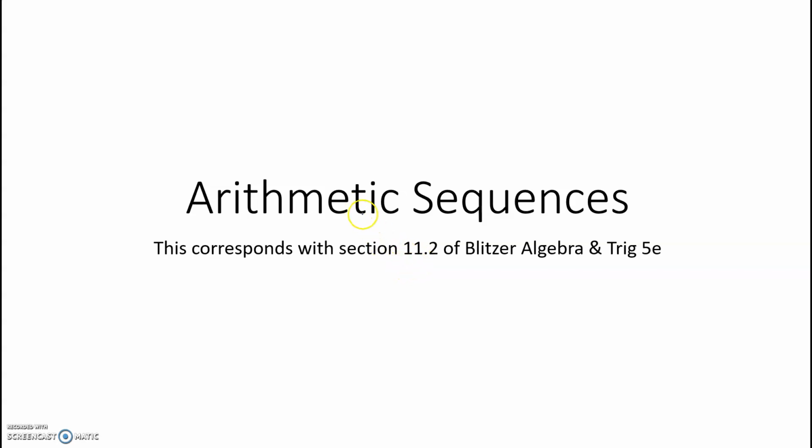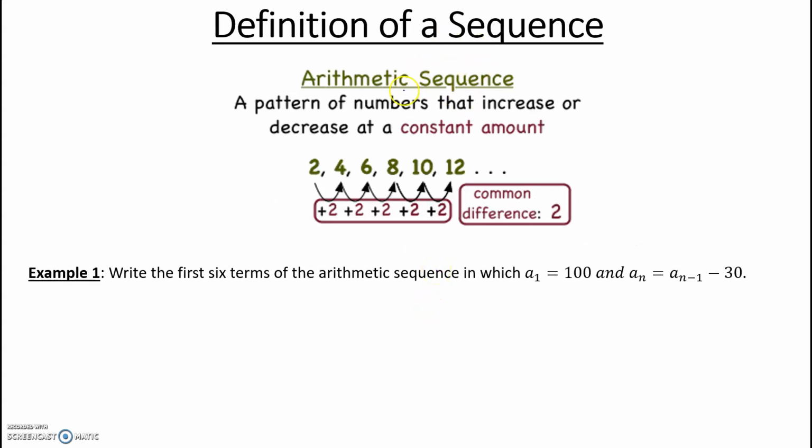Hey guys, today we're going to do arithmetic sequences. Goes with 11.2 in your book. So arithmetic is adding and subtracting. You're going to increase or decrease by a constant amount. So if you look here in this example, 2, 4, 6, 8, 10, every time we're adding 2, adding 2, adding 2. That 2 is actually called your common difference.